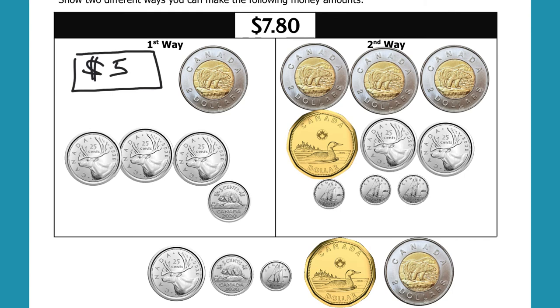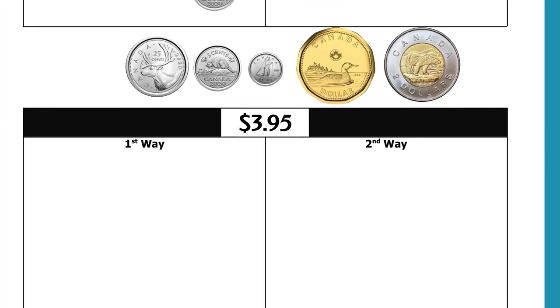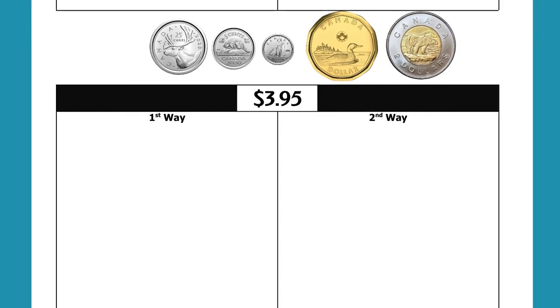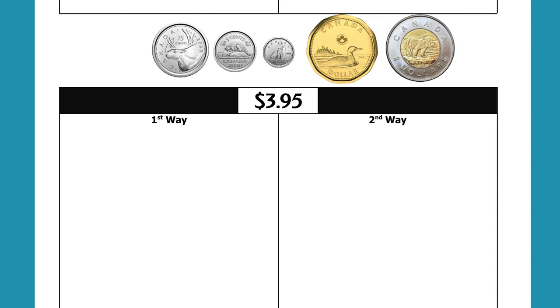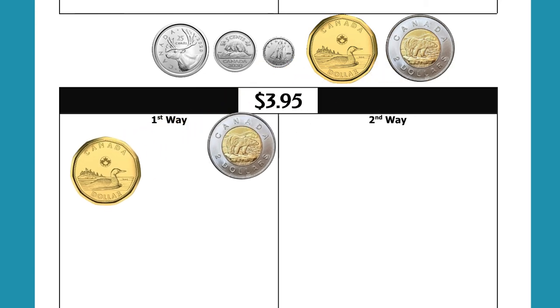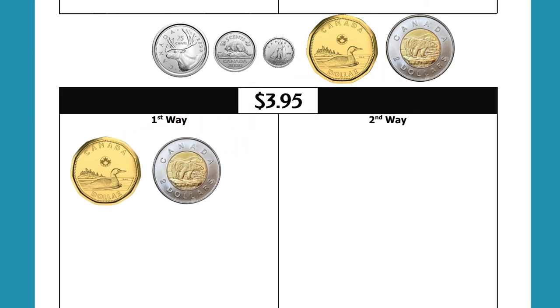Okay, let me just scroll down here to our last example. So we've got $3.95. So again, I'll use a simple way at first. There's our $3. And now to make 95 cents, so a little under $1, but we can't quite use $1. So we're going to have to use quite a bit of coins to make up that 95 cents.